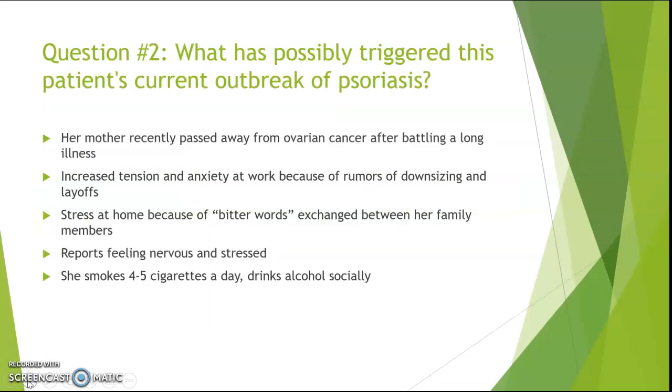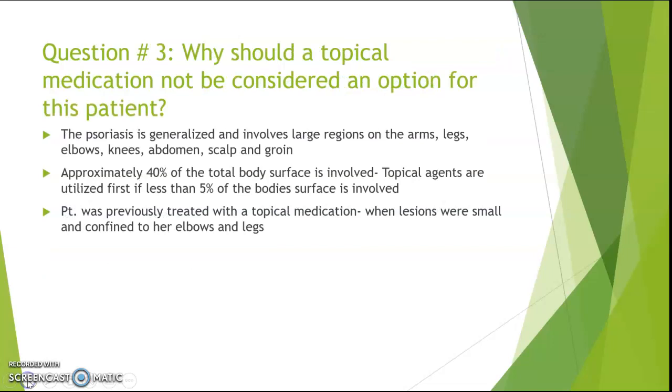Question number 2. What has possibly triggered this patient's current outbreak of psoriasis? Factors that could have triggered the psoriasis outbreaks are: her mother recently passed away from ovarian cancer after battling a long illness. Increased tension and anxiety at work because of rumors of downsizing and layoffs. Stress at home because of bitter words between her family members, and she smokes 4 to 5 cigarettes a day, drinks alcohol socially. Increased stress, tobacco, and alcohol products can trigger psoriasis flare-ups.